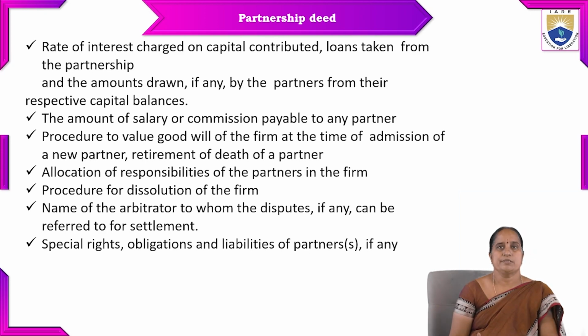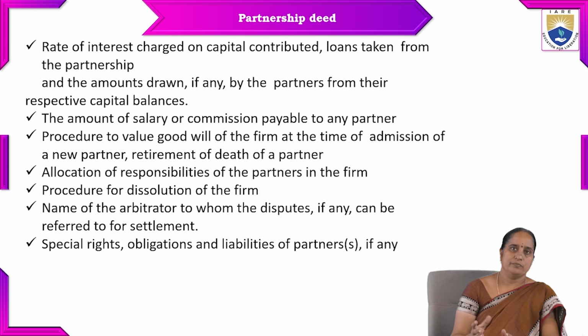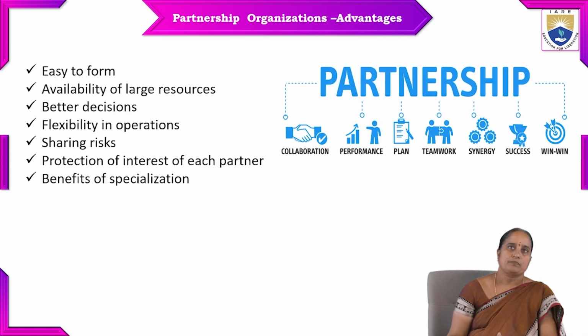Allocation of responsibilities of the partners in the firm. What kind of responsibility you are going to provide to whom is also specified in the partnership deed. The name of the arbitrator to whom disputes, if any, can be referred for settlement is also enclosed, and special rights, obligations, and liabilities of a partner or partners, if any, should be furnished in the partnership deed.